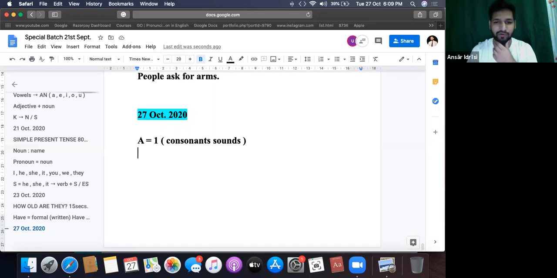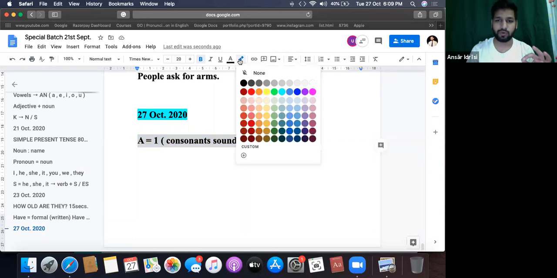Sir, partitive nouns also, no? Yes, for partitive nouns also we can use it. We can use it when we are saying something is less. When something is a little, we can use "a" for that as well. Correct? So this is the major rule of "a": we use "a" for a singular countable noun beginning with consonant sounds. This is the main rule.